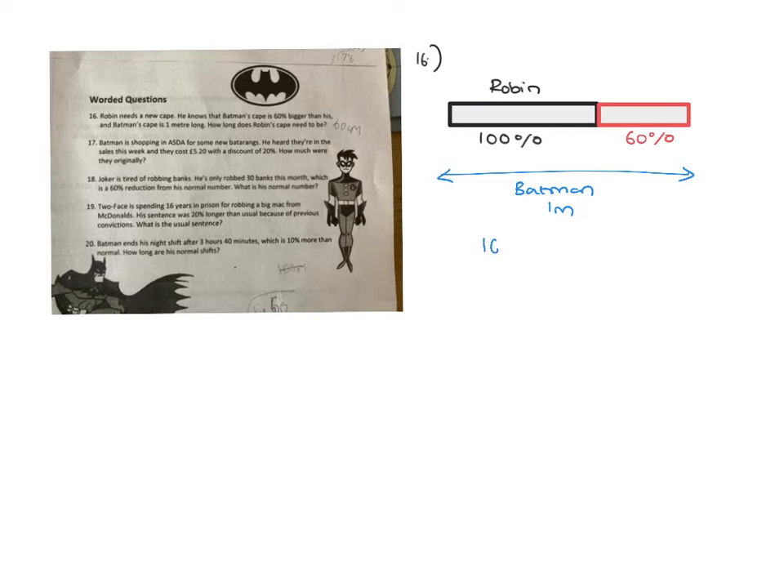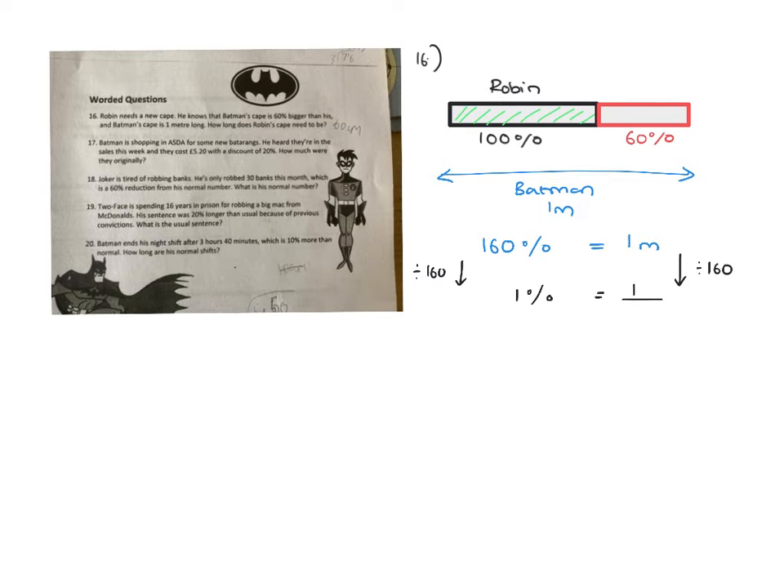So we know that 160% represents 1 metre. So we need to work out what Robin's cape is, and Robin's cape is 100%. So the easiest way to do this is to get back down to 1% and then scale up to 100% after that. So how do we turn 160% into 1%? Well, we divide by 160, which means we need to divide 1 metre by 160 as well.